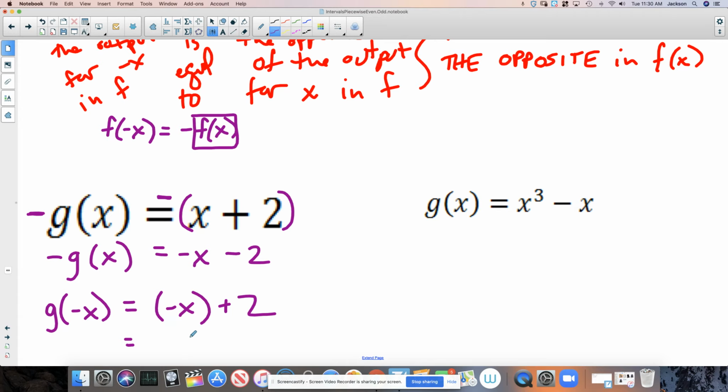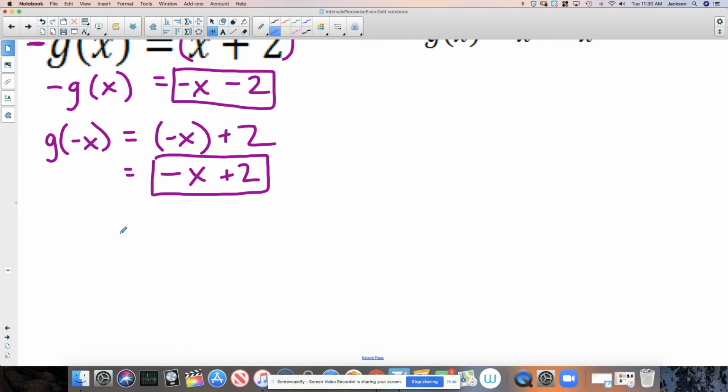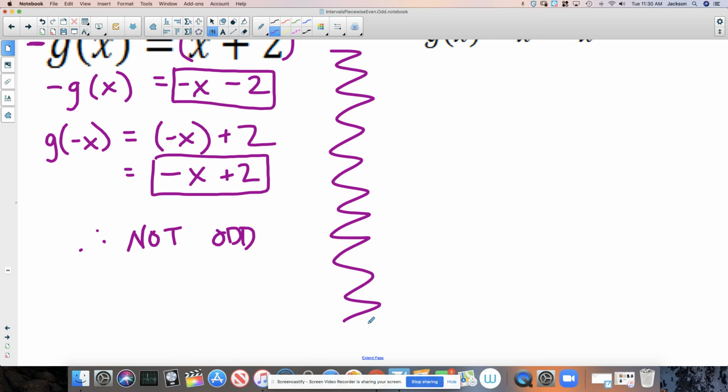And then if we simplify this, we have these parentheses, but we don't need them because there's nothing being multiplied. There's no exponent. There's nothing else. This is really just negative x plus 2. So this is the output of negative x. This is the opposite of g of x. Are they equal? No. Therefore, not odd. Again, not saying that it's even, we're just saying that it's not odd.